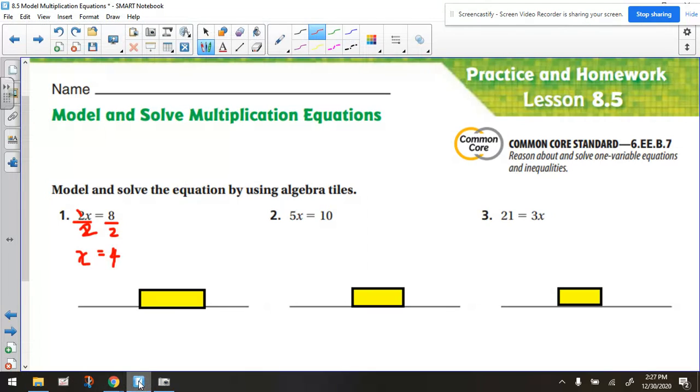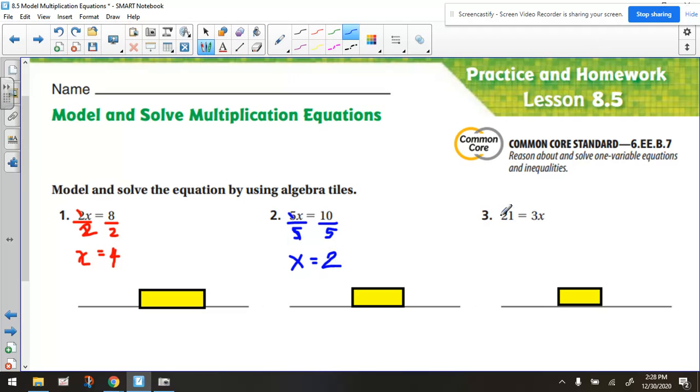All right, so if we're going to do the algebra for that, the opposite of multiplying a variable by 5 is to divide it by 5. We would divide both sides by 5. The 5's would cancel, and we get 10 divided by 5 equals 2.